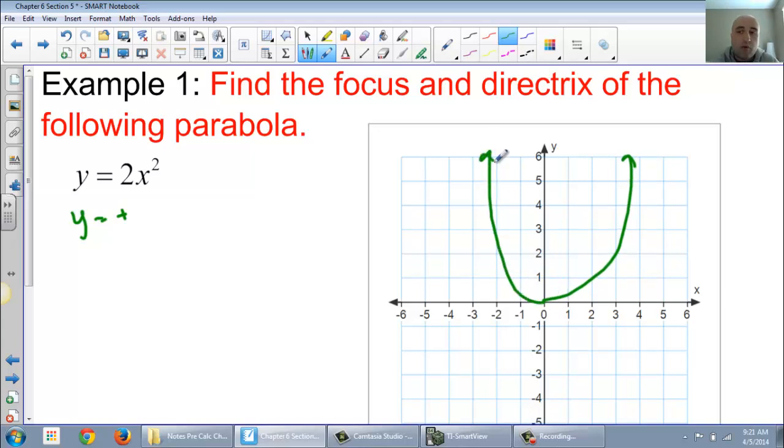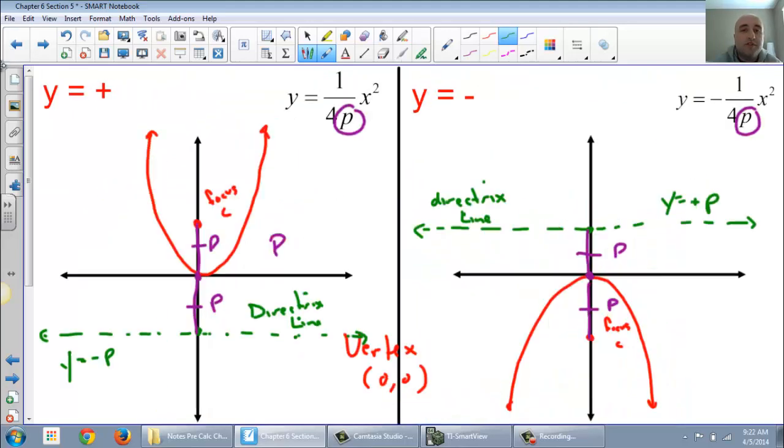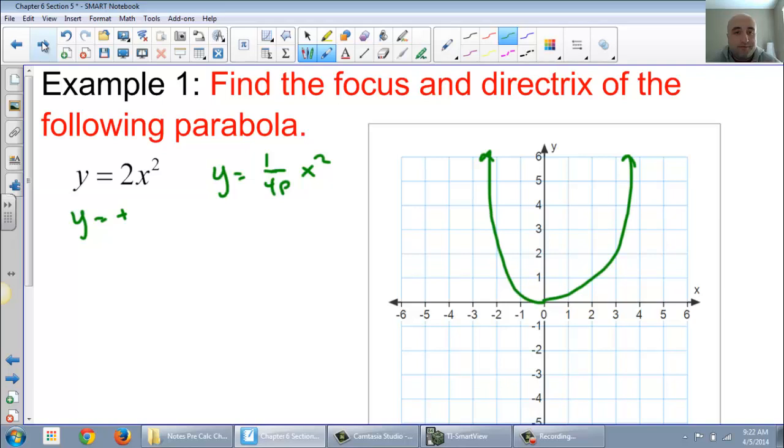Now, we need to figure out what our P value is. That's the important part. So here is the equation that we're going to compare it to. Okay, so this is the equation I got right from the upper left corner of the screen. So the y equals positive, this is the equation that I'm using. All right, so now the important things we have to compare are the 1 over 4p with the 2, because those are the numbers that we can compare. So I'm going to set 2 equal to 1 over 4p, and I'm going to put 2 over 1. And then we're going to figure out what p is.